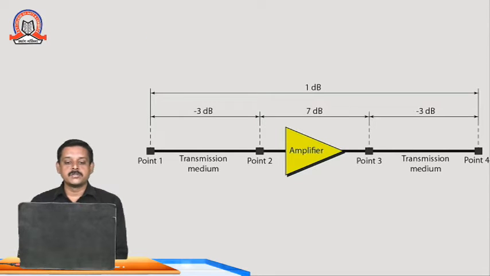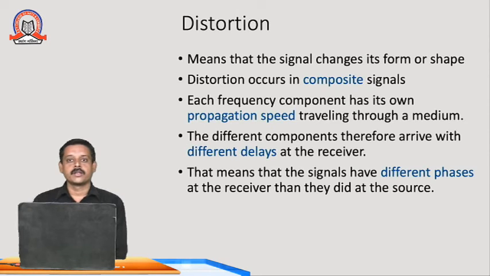Now as you can see in this diagram, we have shown how the amplifier reduces the attenuation and amplifies the signal. It gives power or energy to the original signal which has been received at the destination point.